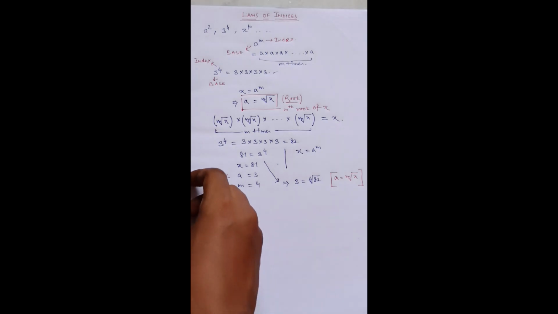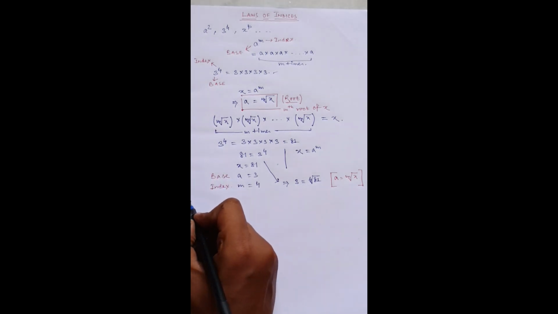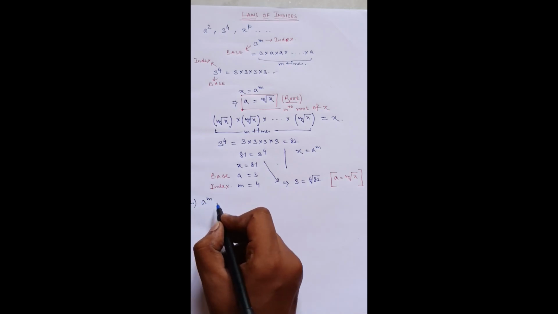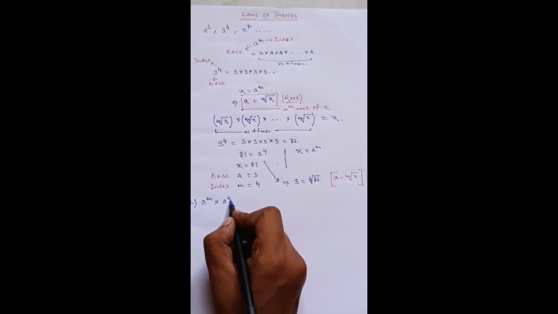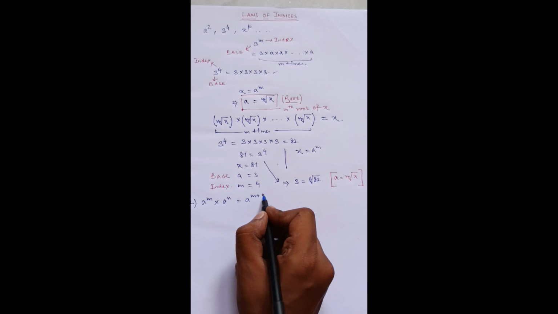Now we will study the 5 basic laws of indices. So first of all, what will we study? Number 1: a to the power m multiplied by a to the power n is equal to a to the power m plus n.